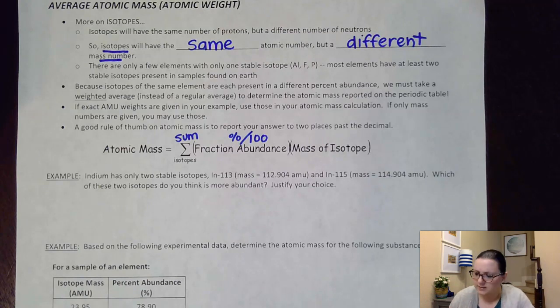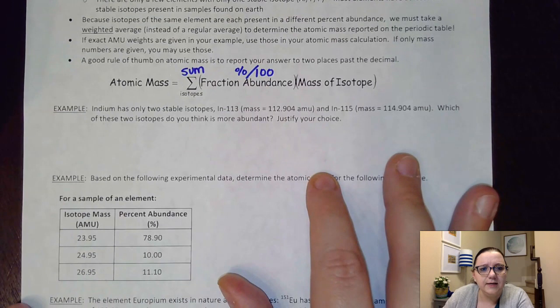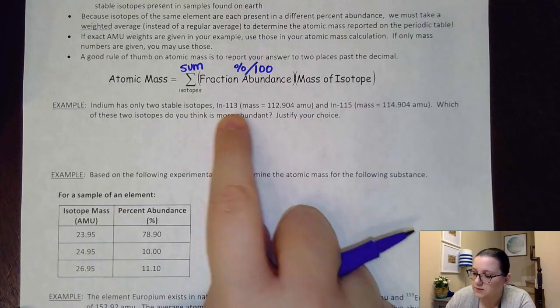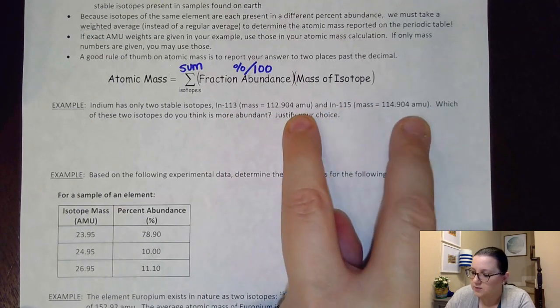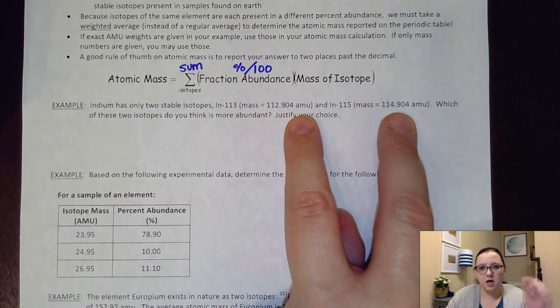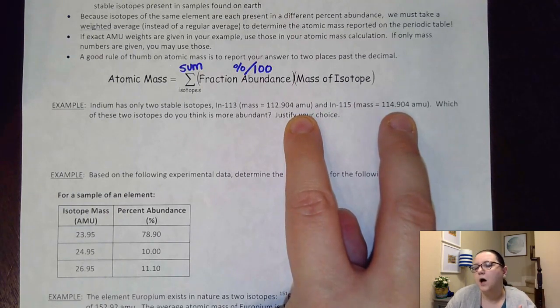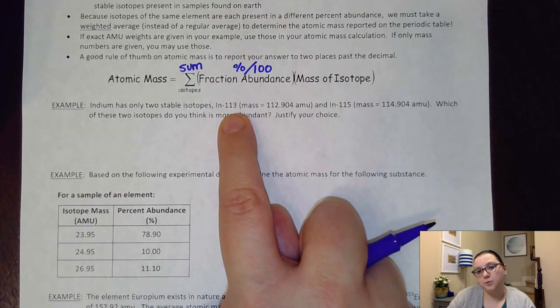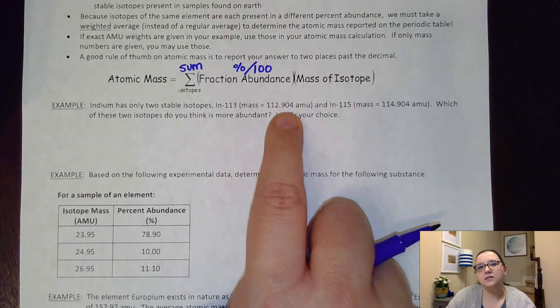So to see that as an example here, it says indium only has 2 stable isotopes, In-113 and In-115. Now you've noticed here they've given us some mass numbers, and then they've also given us a very specific atomic mass unit mass. Sometimes you'll see that. The reason why these don't perfectly match up to a mass number is because these AMUs are based off of using carbon-12 as a reference standard.